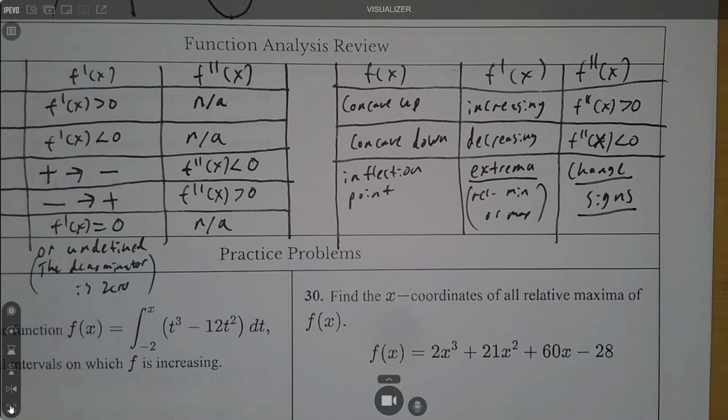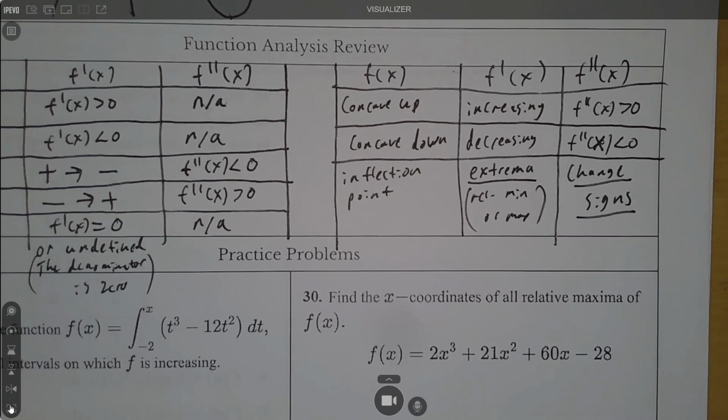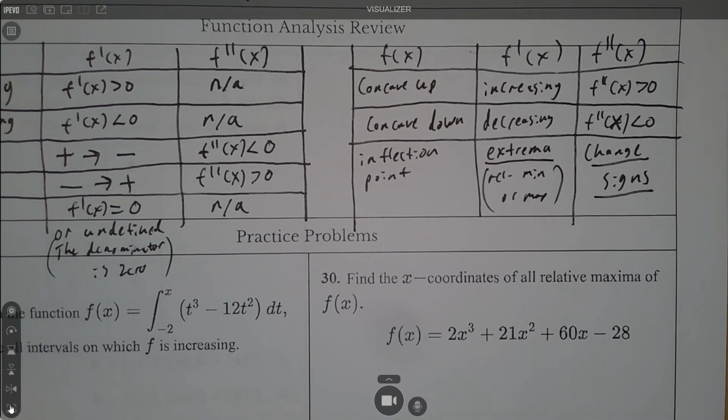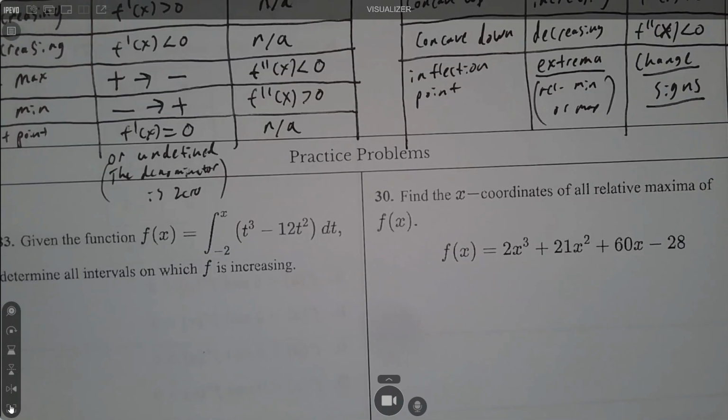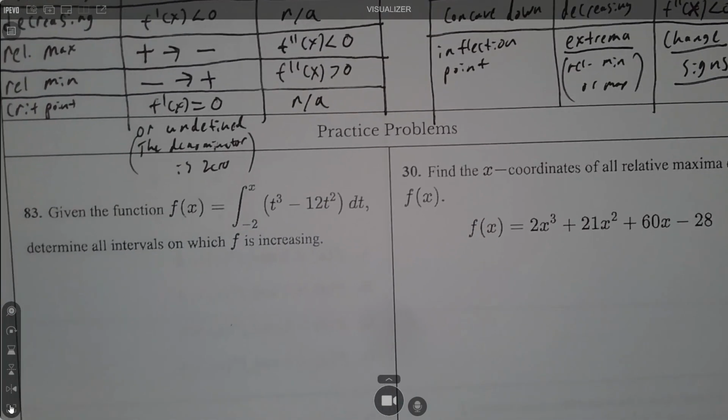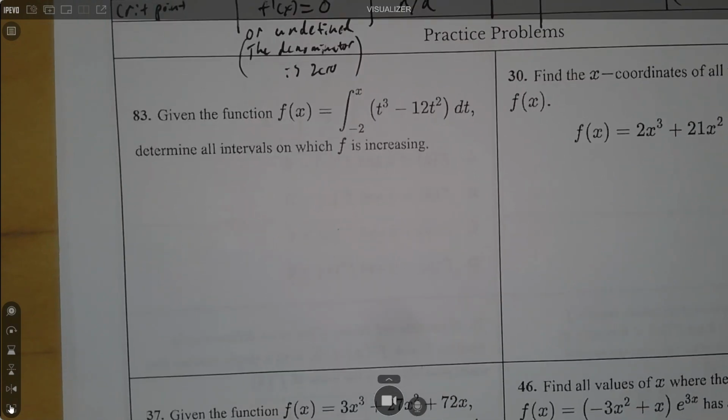And those are the kind of problems we're about to try. It's so important, guys. It's so, so important. It's so much of the test, including one of the entire FRQ problems is just this, right? So you just got to know it. Let's do some practice problems.